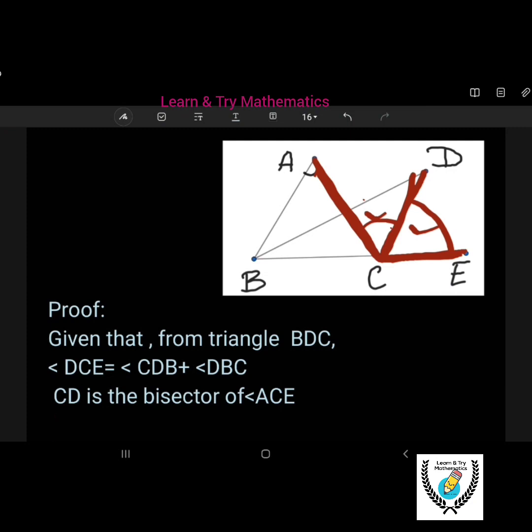Then we can write angle ACE equal to angle ACD plus angle DCE.